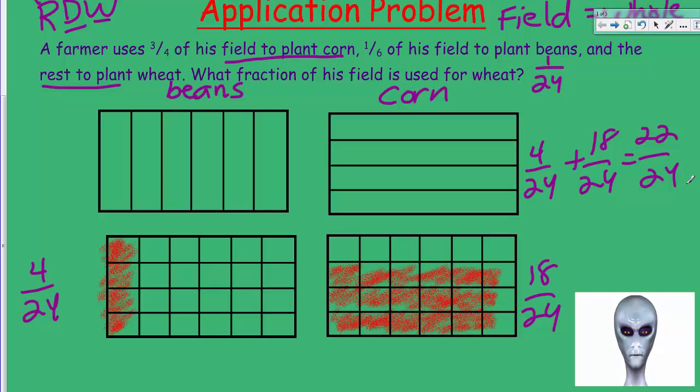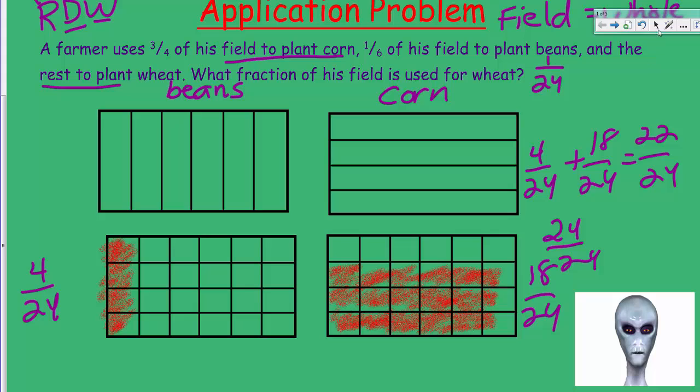And basically, what I'm trying to find out is not how much the corn and beans are together. I'm looking for what the wheat is going to be. It says here, what fraction of his field is used for wheat? So I need to figure out that fraction. This doesn't give it to me. All this does is tell me how much the corn and beans are together. However, if it's just one field, see, what we can do now is we can say 24 over 24.